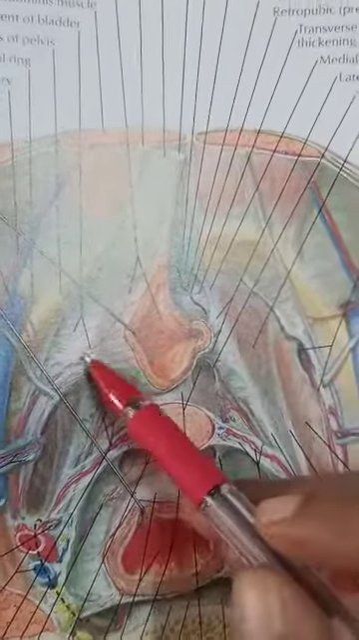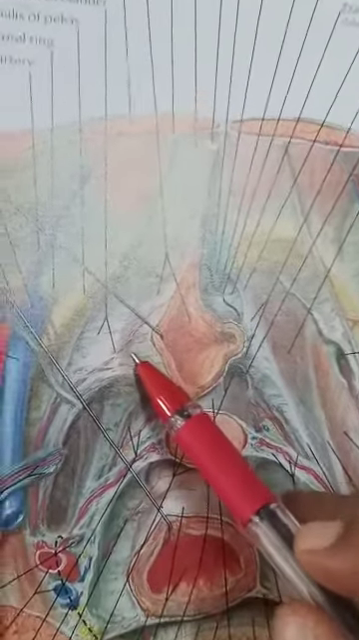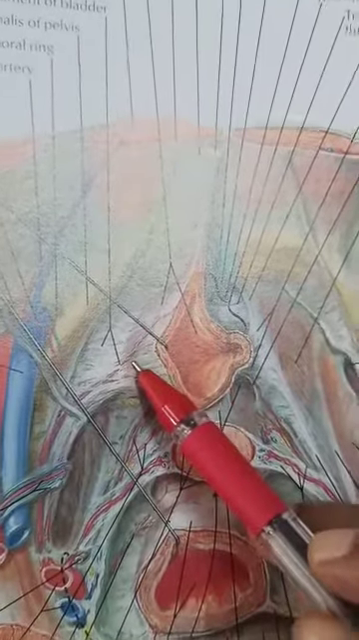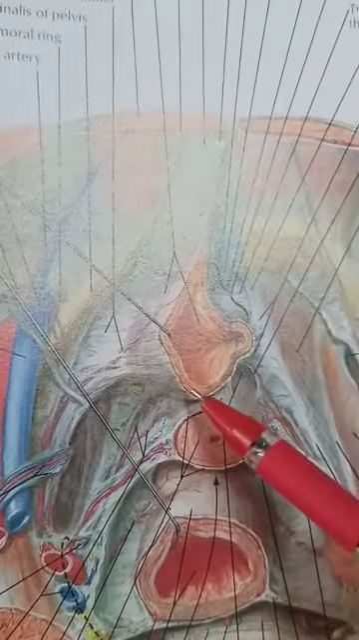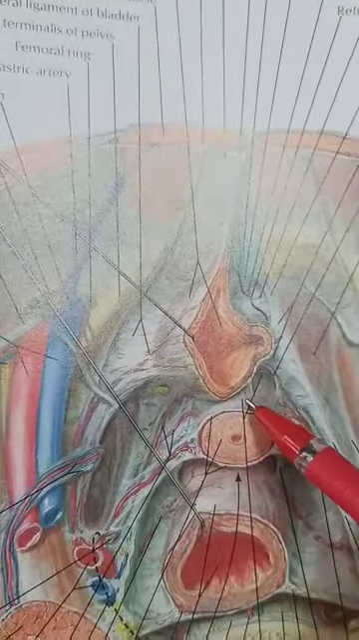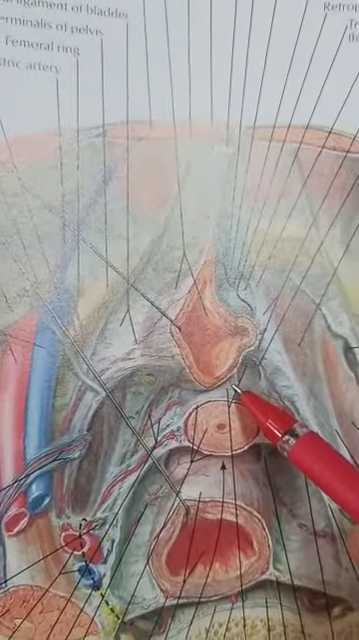And here is another true ligament. This is the lateral ligament on either side. This is the lateral ligament of the urinary bladder, and one more ligament is there, that is the posterior ligament. These are the true ligaments.